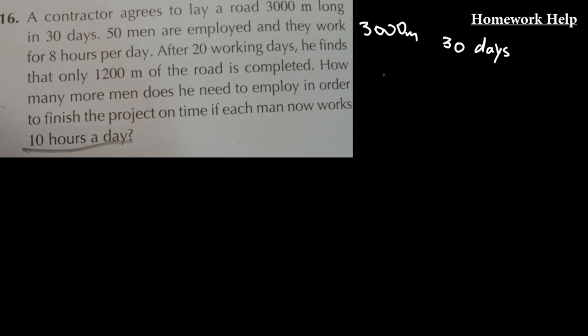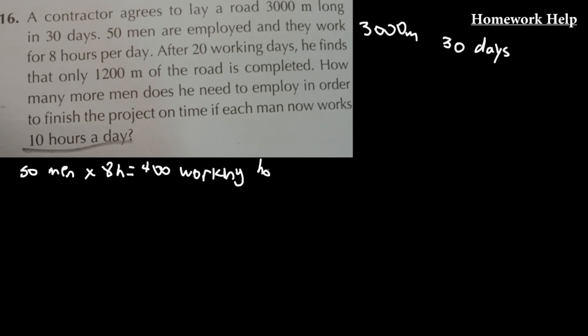All right. So you have 50 men and they work for 8 hours a day. This means that every working day, 50 times 8, there are 400 working hours a day. So every day there are 400 working hours.